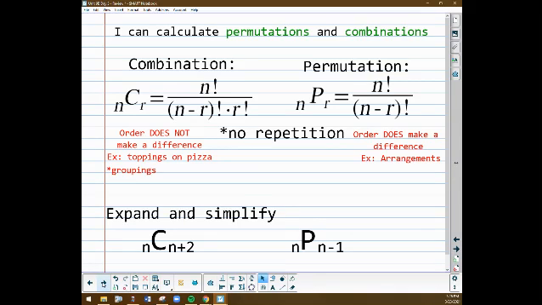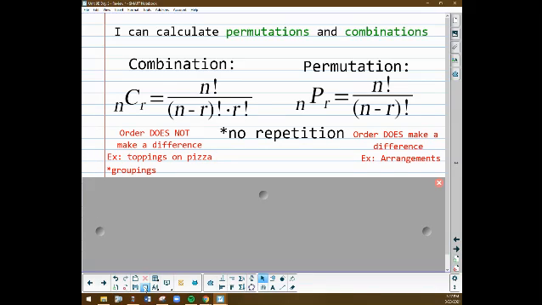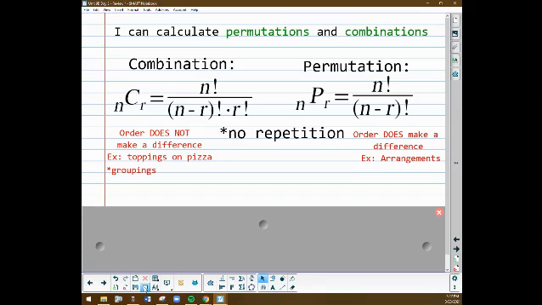All right, next thing, I can calculate permutations and combinations. Okay, so combination, nCr, that is the formula where n is the number of objects, right, and r is the spaces, I guess we would say. It's the same in both, right? So I want to arrange 10 objects in 4 spaces, or I want to choose 5 toppings from the 10 options. Okay?